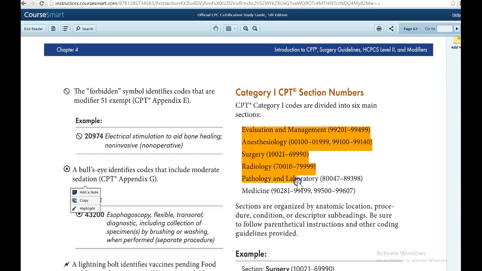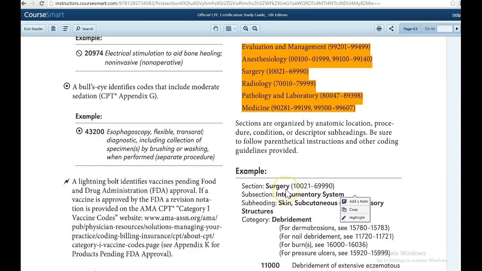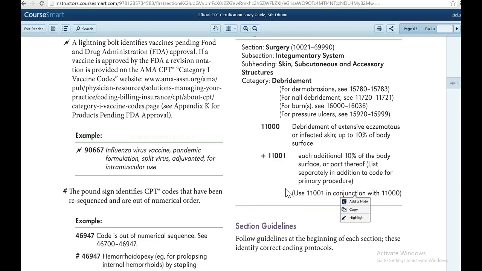All right, CPT category 1 CPT section numbers, of course, here's again. This is how your book is situated. Remember, evaluation and management comes first. And we said that the AMA did that because evaluation and management is the most used section in your book. Then you have the anesthesiology section. Surgery section is the largest section in your CPT manual. You have the radiology section, the pathology section, as well as your medicine section. Okay?